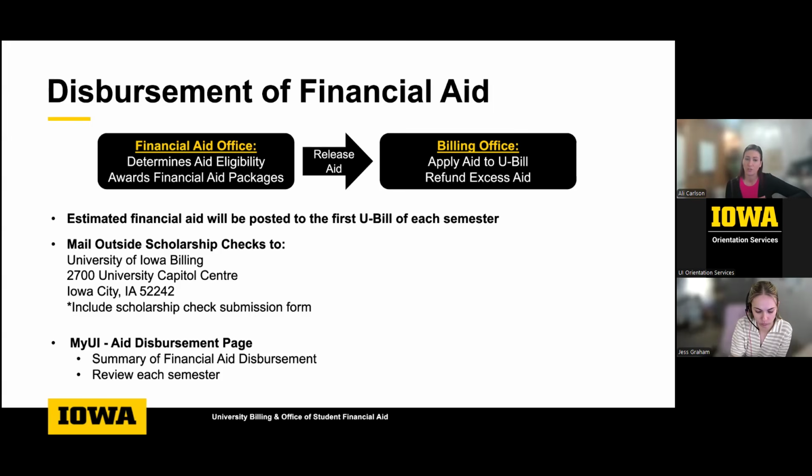So we'll talk about that here a little bit too, but also if the student is the recipient of an outside scholarship, and that could be from your religious organization, your high school, things of that nature, please send those to our office here listed on the screen. We do also on our website have a scholarship submission form that you can download and complete and mail along with the check. So if the donor itself is sending us the check directly, you can point them to this form as well. And it really just helps us with processing the scholarship in the way that the donor is intending. So next I want to show you the aid disbursement page in MyUI.